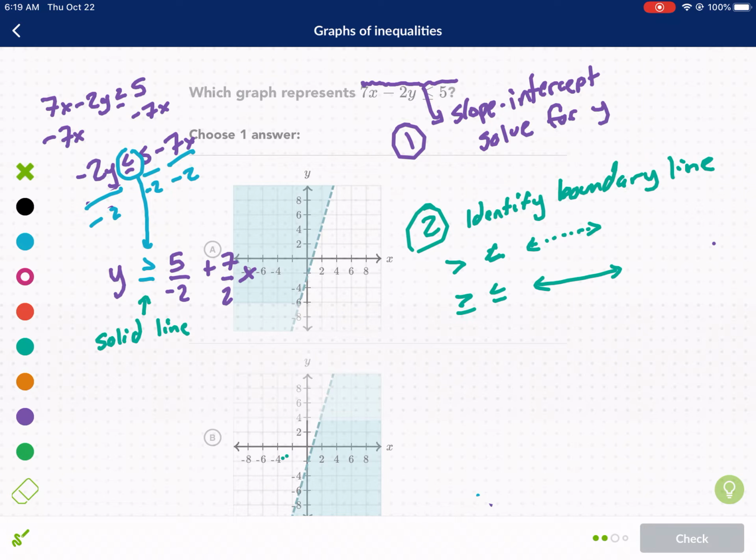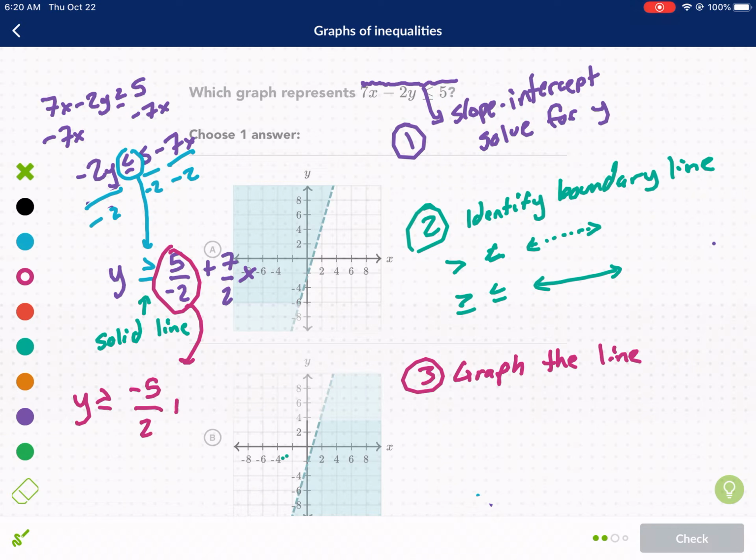Okay, this isn't the final step. This is the third step. We are going to graph the line. Graph the line. Okay, and I think all of these are graphed the same. We're going to use our y-intercept, which I don't like written like this. I would much rather write it y is greater than or equal to negative 5 over 2. I always put the negative in the top. It makes it much easier to do mathematics, in my opinion. This is equivalent to negative 2.5.